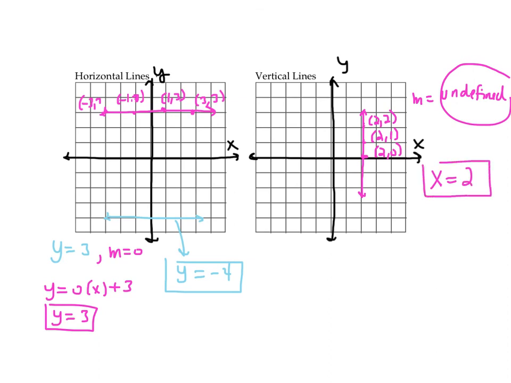And that's it. So for vertical lines, it's just x equals whatever the number is for every point on that line. So this little blue line that I just drew, its equation would be x equals negative 3.